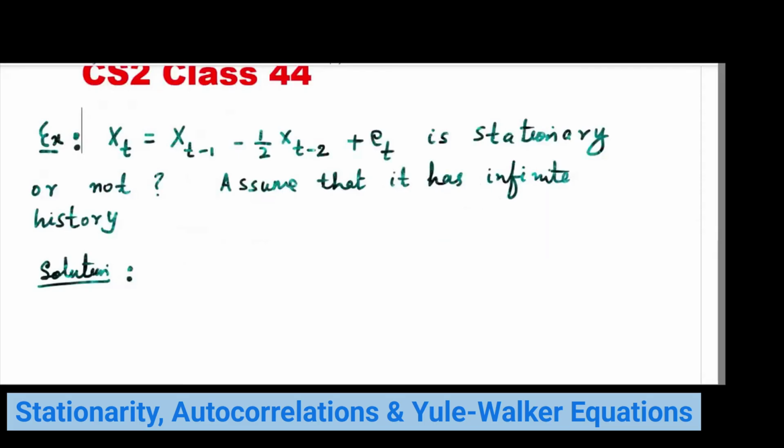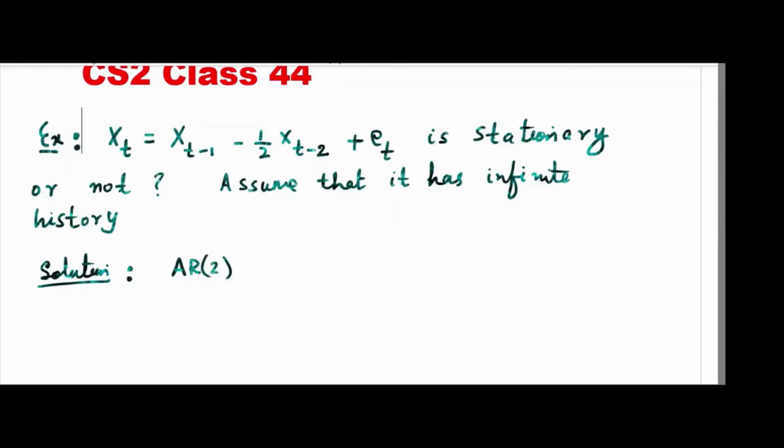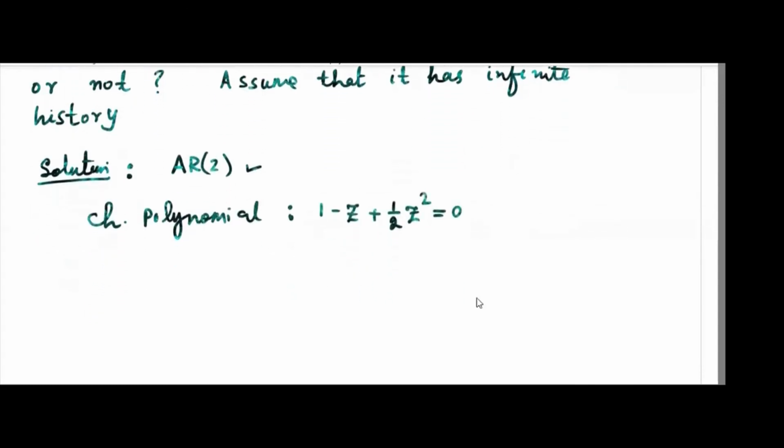Okay. The question is: X_t on the left hand side, and on the right hand side, you have two terms plus one random shock. You can say white noise. So then you need to check for stationarity. This is an AR(2) process, and you have to write the polynomial. This is the AR(2) process. You write the characteristic polynomial. For this, you have to solve this.